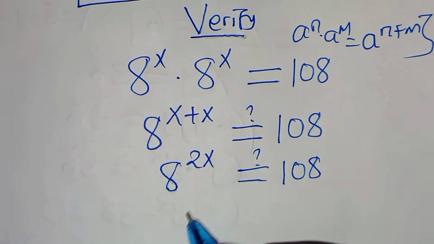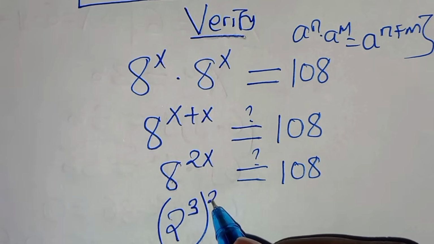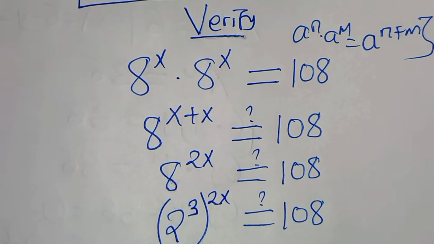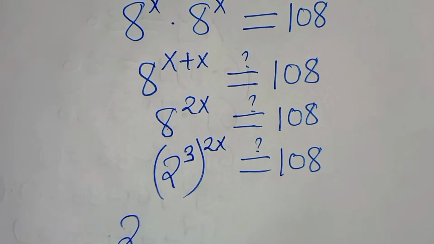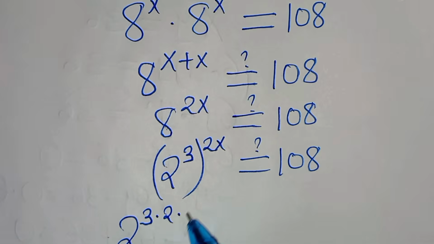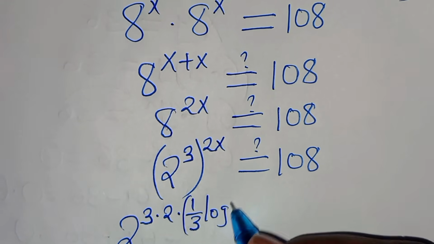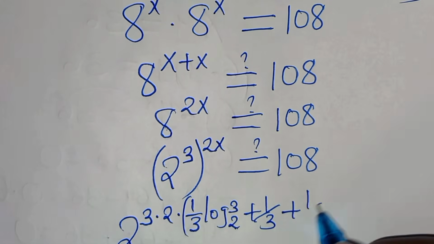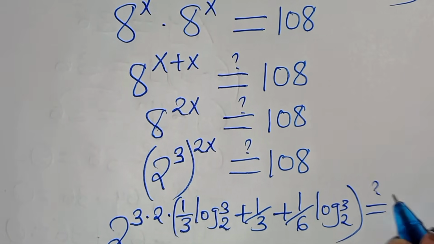So we have that 8 is the same thing as 2 to the power of 3, raised to the power of 2x. This should give us a value of 108. Now let's substitute the value of x, so that we have 2 to the power of 3 multiplied by 2 times x. X is 1 over 3 log 3 to base 2 plus 1 over 3 plus 1 over 6 log 3 to base 2. This should give us a value of 108.